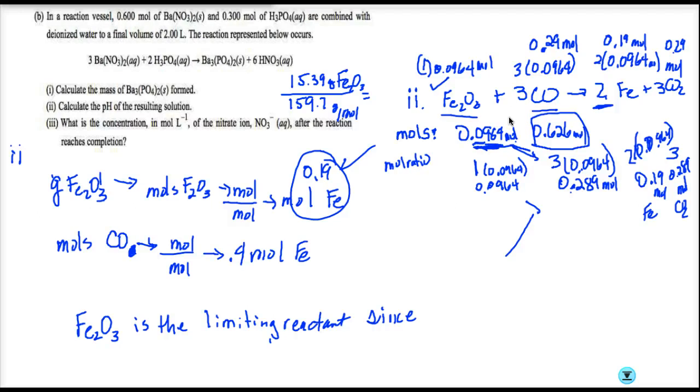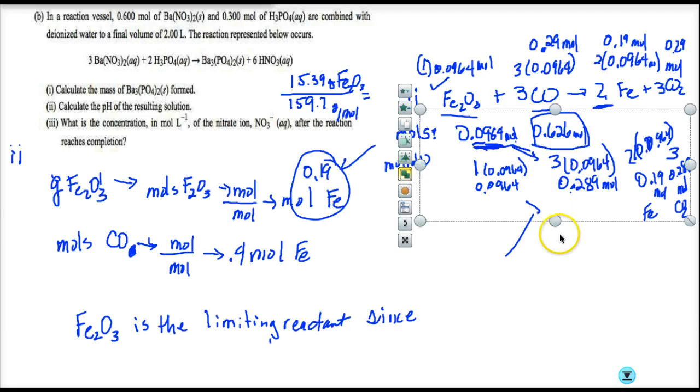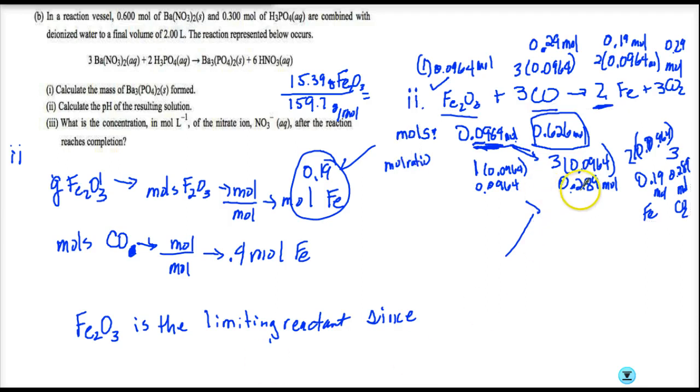only, over here, that I am going to only use up this much. I'm going to use this much. I'm going to use this much. I'm going to make these. I'm going to use 0.829 moles to react with all of that. So this is how much CO is required to react with all the iron oxide I have.